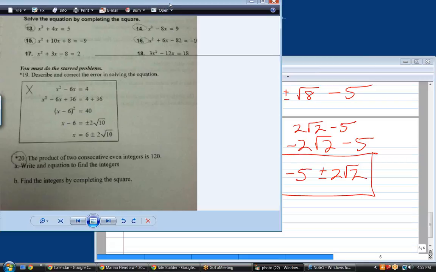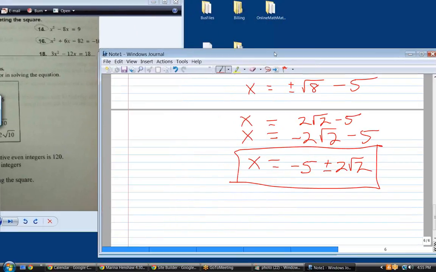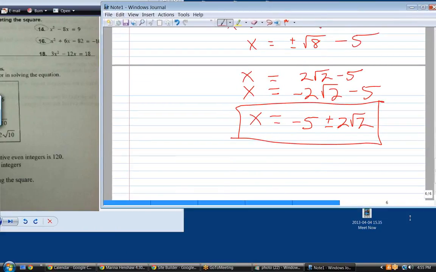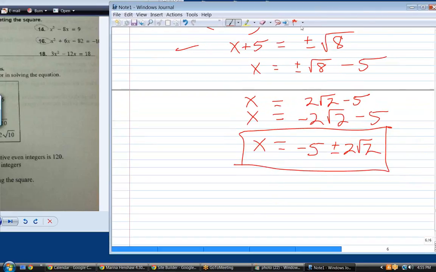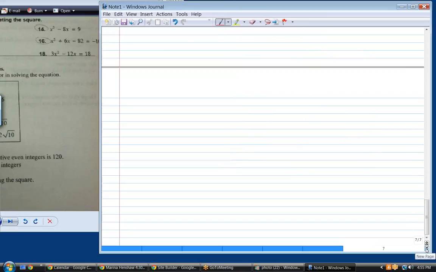Okay, let's see. We still have 16 to do. Let's do 16. Maybe you can help me out on 16 and tell me what that number on the right side is. Number 16. That's negative 10. Okay. So we've got x squared plus 6x minus 82 equals negative 10.